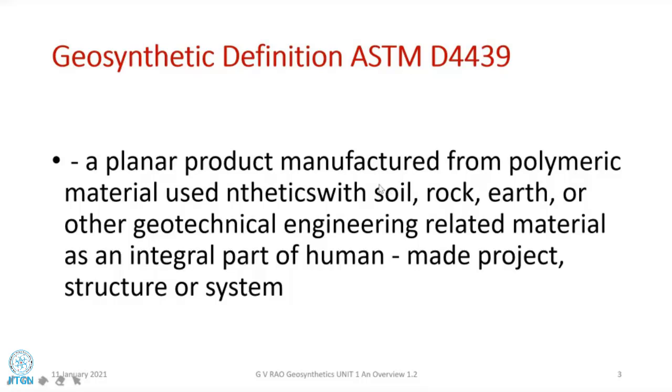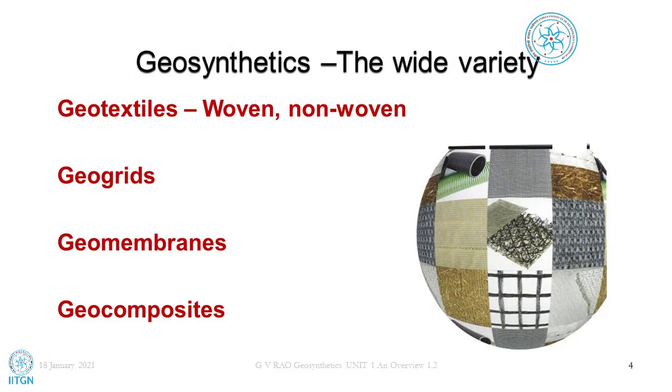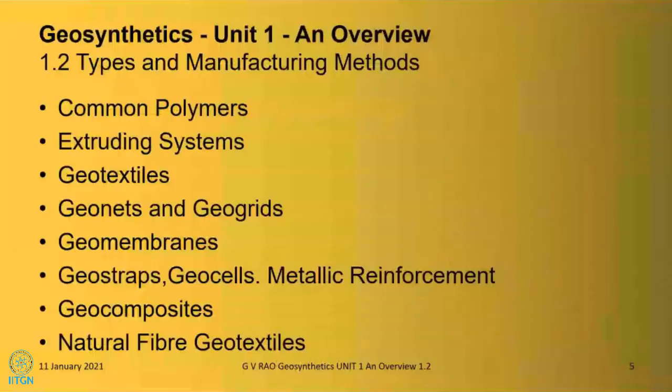The other point we said is important is that geosynthetics are for use in soil, rock, earth, or other geotechnical materials, and it is an integral part of a man-made project or structural system. I think we amplified this last time also. And we said there are basically geotextiles, and then there are subgroups in that. These are the four main groups actually. There are so many subgroups and many others which may not strictly fall into this.